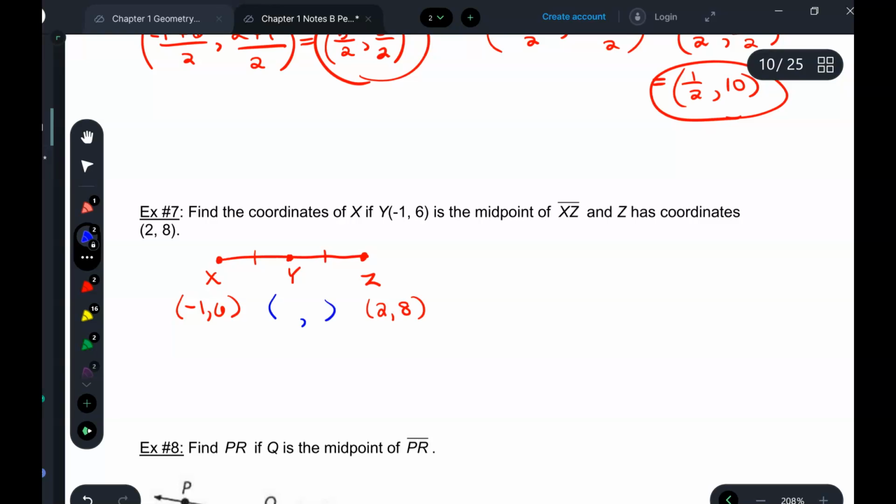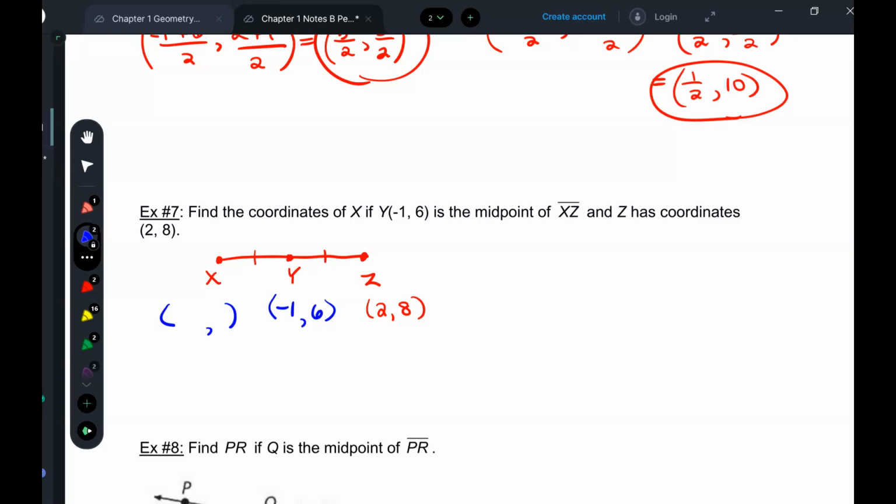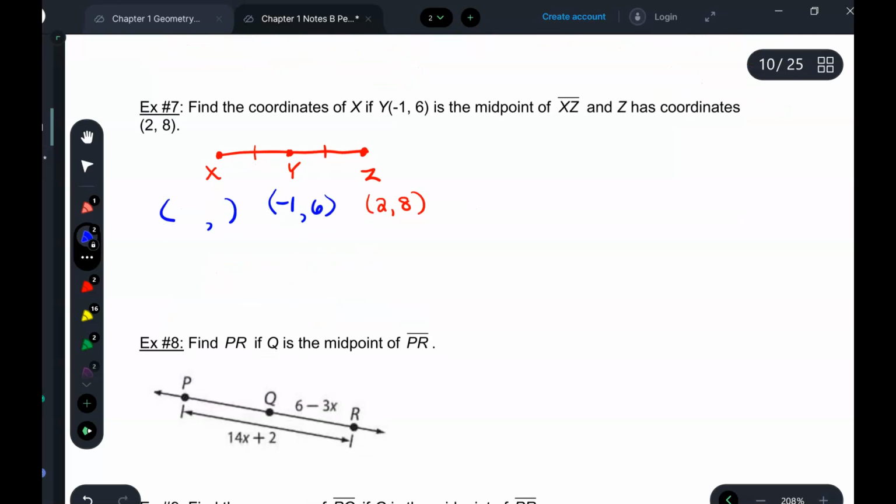Right. In other words, what's the average of -1 and 2? Or, I'm sorry, I did that wrong. Sorry. Wait. I wrote that down backwards. Sorry, guys. This is supposed to be the -1 and 6. Oh. Sorry. The y is the midpoint this time. Sorry. What we're trying to figure out is the first point.